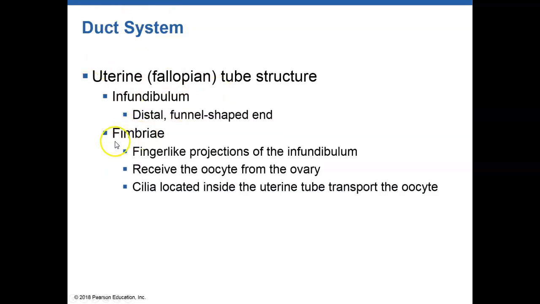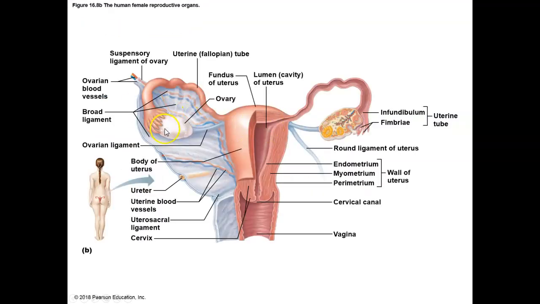So you have fimbriae. Fimbriae are the finger-like projections of the infundibulum. And the infundibulum is the first part of that uterine tube. So here are those fimbriae. And then this region right here is that infundibulum. So the fimbriae actually come in and they're like fingers. They pull the egg into the uterine tube.